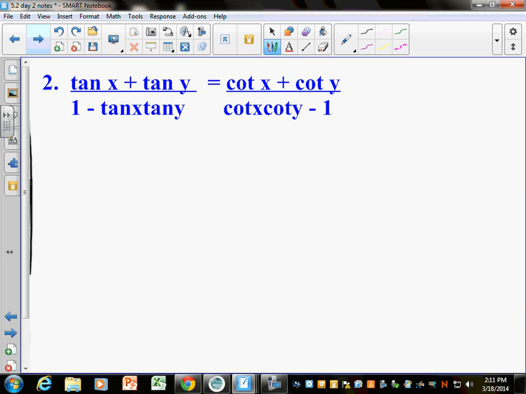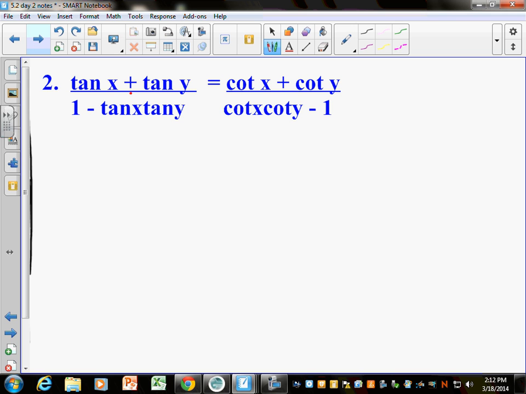Does one side look better than the other? No, they both look about the same. But here's what you want to think about. If you want to take this and turn it into this, what do you think would be a good first step? You want to take this and turn it into cotangents. Tangent can be sine over cosine, but if we want it to be cotangent, I think it makes more sense to change tangents into cotangents. That's why it's helpful to look at what you have. And what if you wanted to work with this side and turn it into this? What do you think a good first step would be?